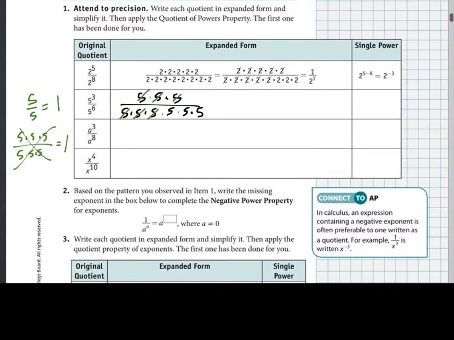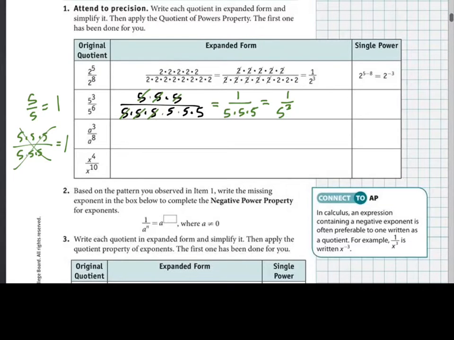So what do I have left over? I have 1 on top and 3 5s down here. You guys said 3. You were right. There's 3 5s on the bottom. And how would you write that with an exponent? 1 over 5 to the 3rd. And that's correct.